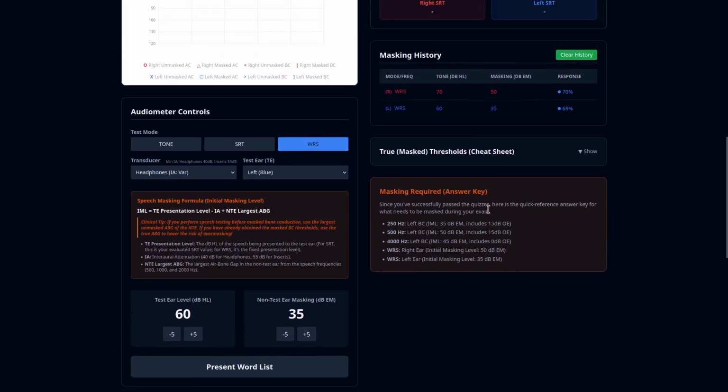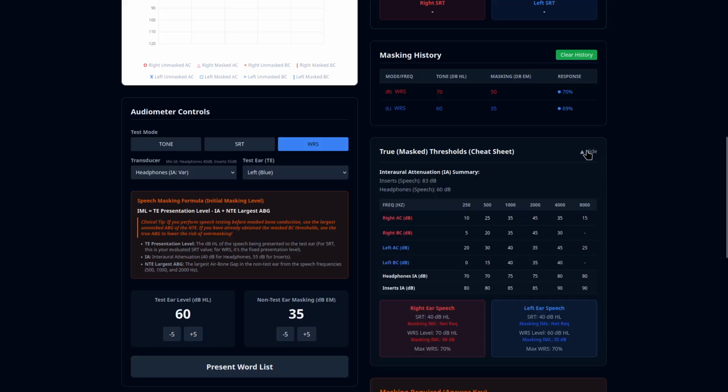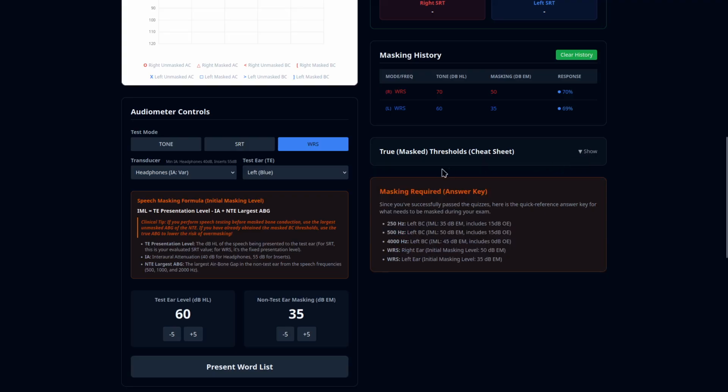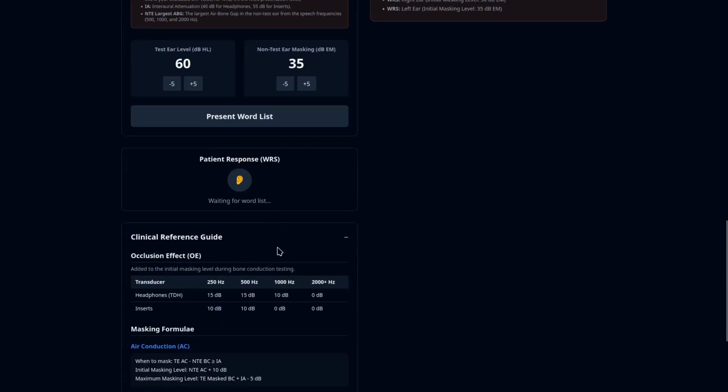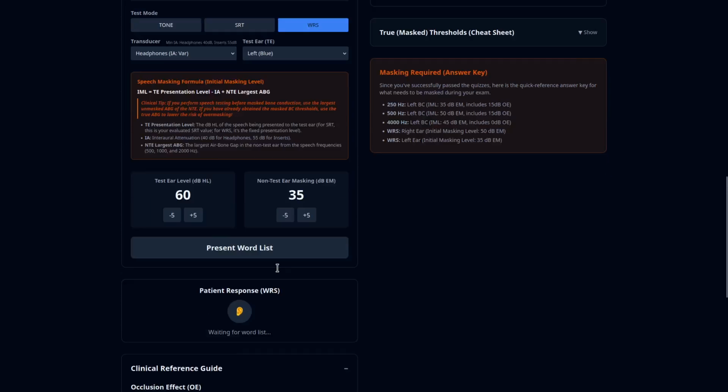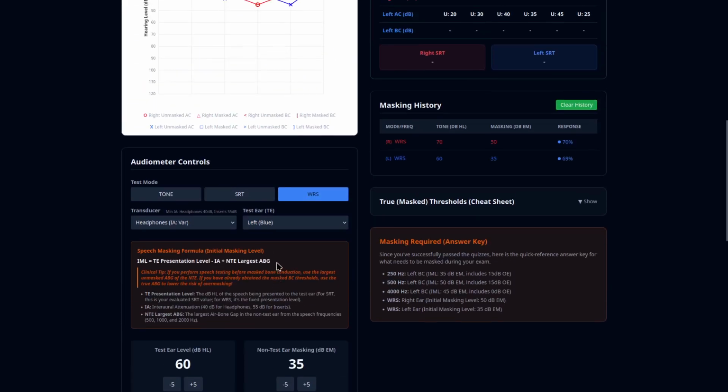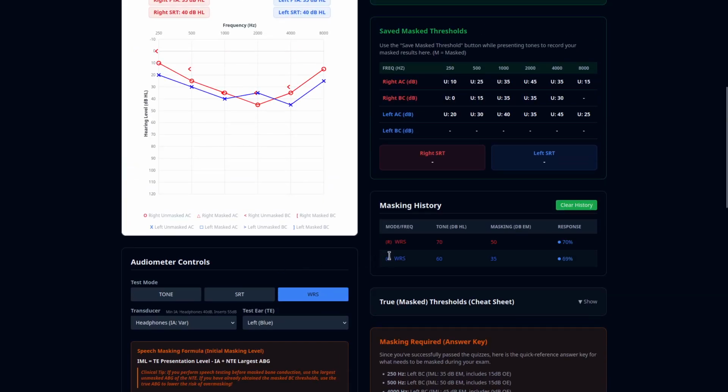And so let's just do our little cheat sheet here and see how PB Max matches up. PB Max is 70% here, and our initial masking levels are both matching up fine. So the only error I'm seeing is just our formula here is missing out on our 5 dB safety factor, but it's present down on our clinical reference guide. So very minor thing there. We've got our masked word recognition thresholds here, all set to go. Those are saved.